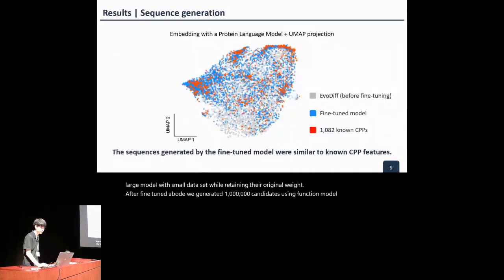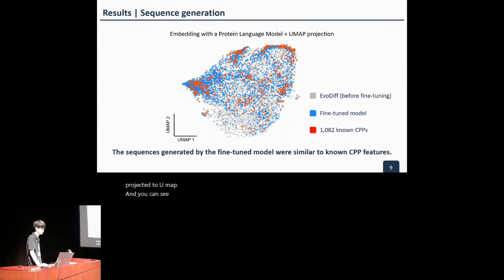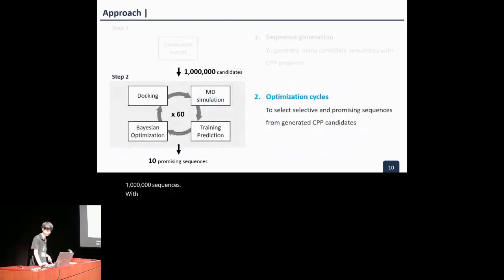To check the 1 million generated sequences, they were embedded with a protein language model and projected to UMAP. You can see that the sequences generated by the fine-tuned model, shown in blue, and the non-CPPs, shown in red, have a similar distribution. This means that the generated sequences have the same properties as the non-CPPs. Now, we have 1 million sequences with CPP properties.